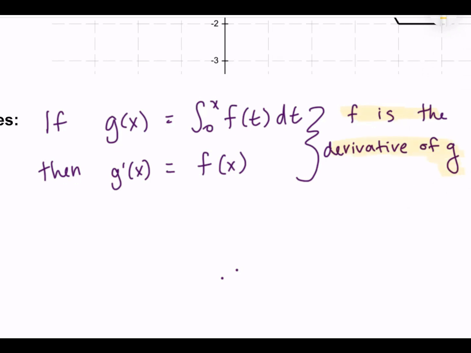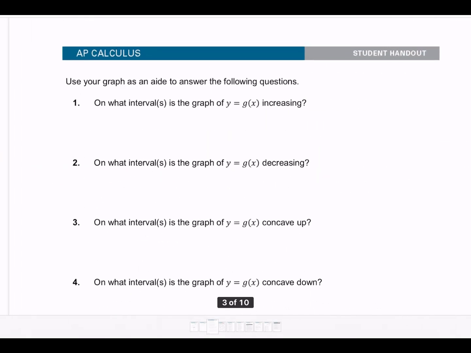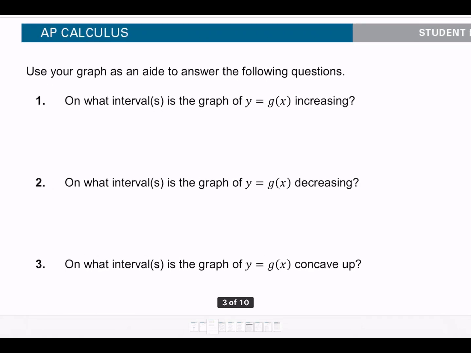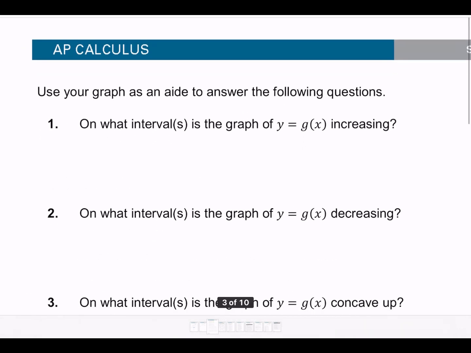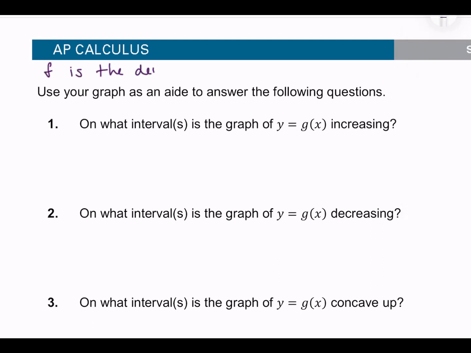Okay, so since g is the integral and f is the original, I know that f is the derivative of g. And we're going to use this information to help us answer these questions to better know what the graph looks like. Okay, so the first question, I'm just going to write this here because I really want you to remember it. F is the derivative of g, exclamation point, exclamation point, exclamation point.